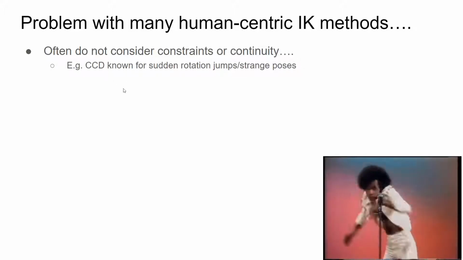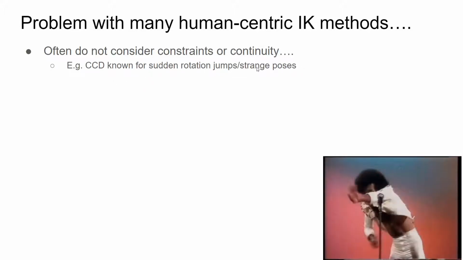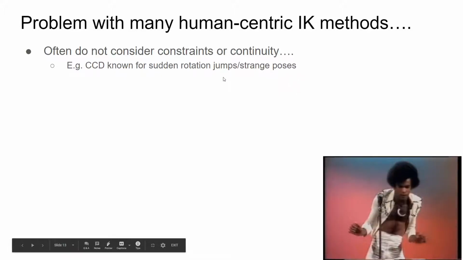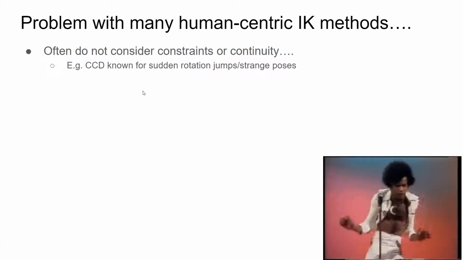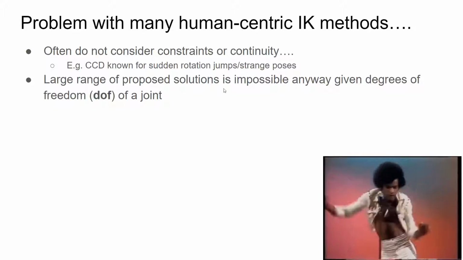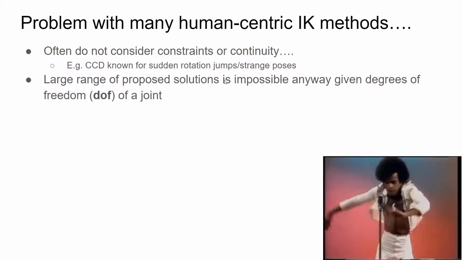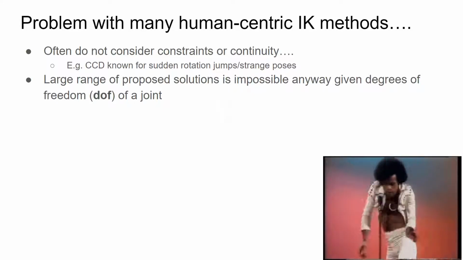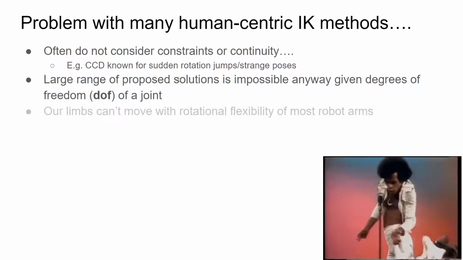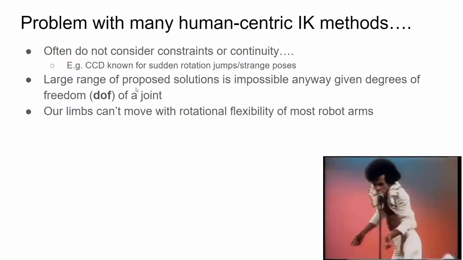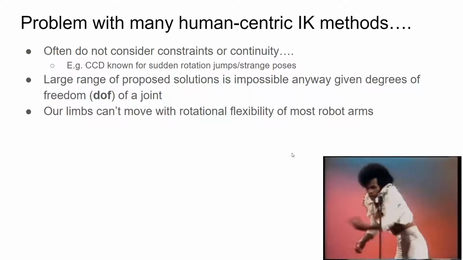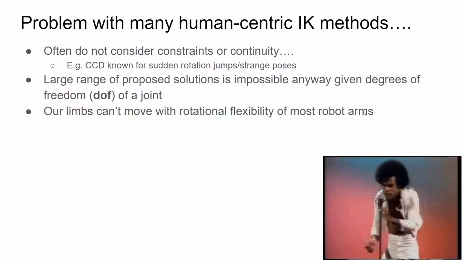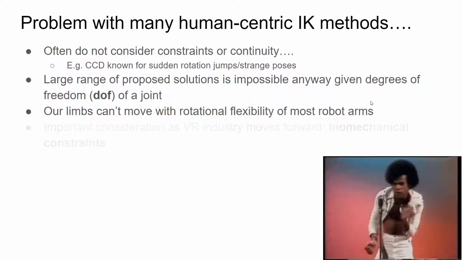So CCD has this problem where you have sudden jumps, or you have these weird poses. So for example, this guy, Boney M guy dancing, he has strange poses that CCD could possibly create for him. Also, CCD's solutions by default are unconstrained, and a large range of these solutions is actually impossible anyway, for a human especially. And another thing is that we can't move that. We have constraints on how much we can move, which, if we're thinking about it in a robotics context, robot arms are not as constrained as our arms are.